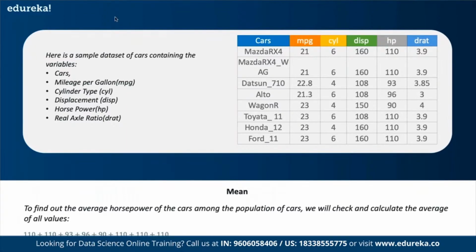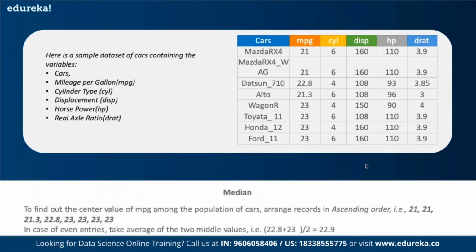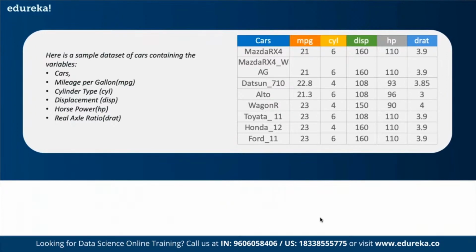And median, as you know, is the average, or we can say the middle value of any particular data set. Suppose we want to find the median value for the miles per gallon. Then, as you can see here, the median value is 22.9, which we derive by taking the two middle values and then averaging them, giving the middle value of the given data set that we are looking at.